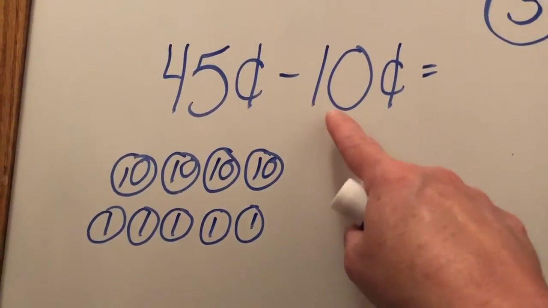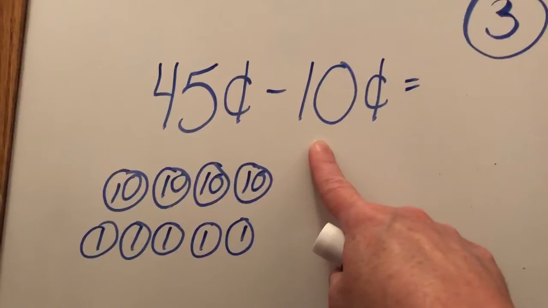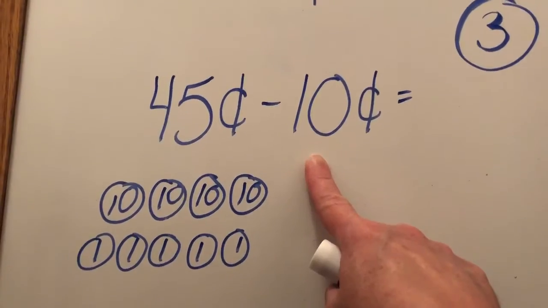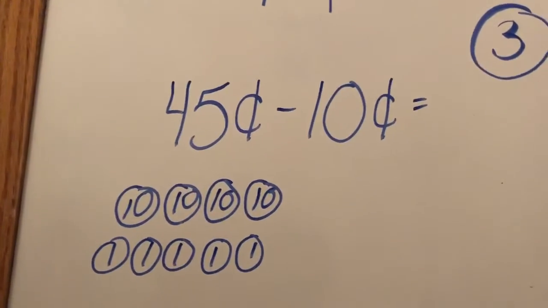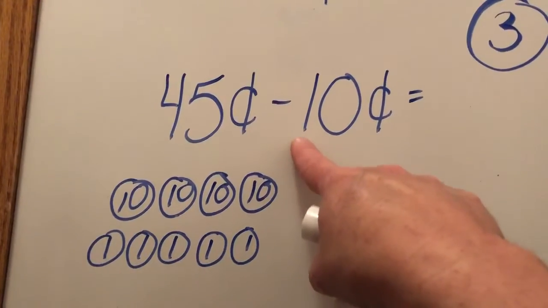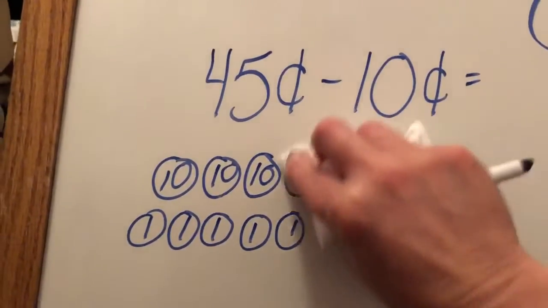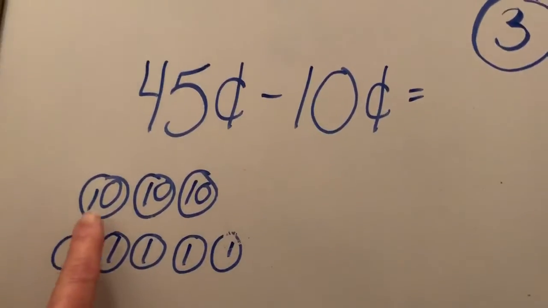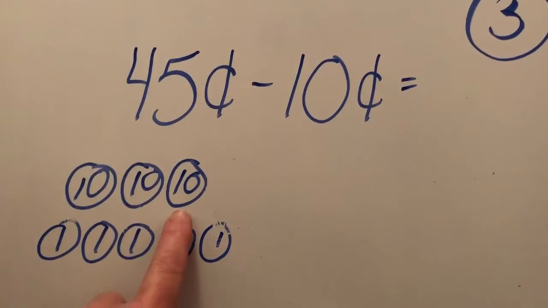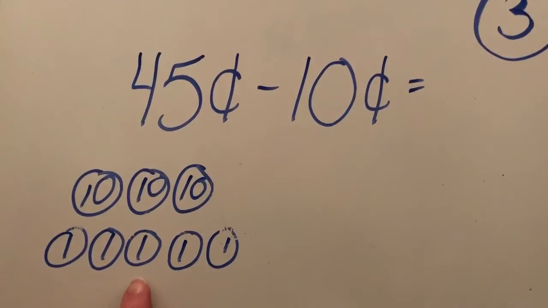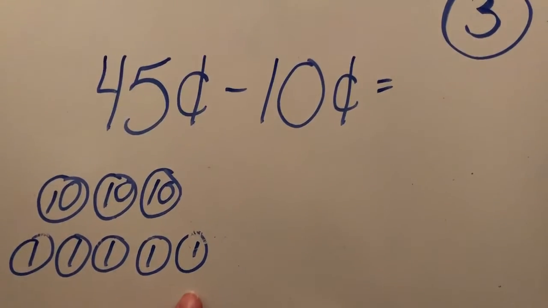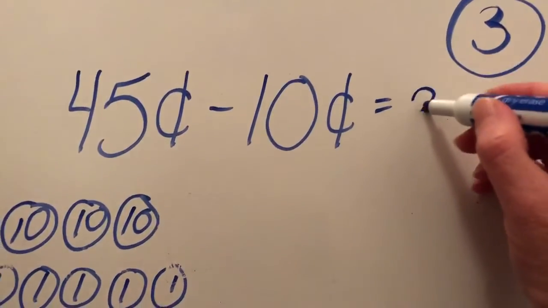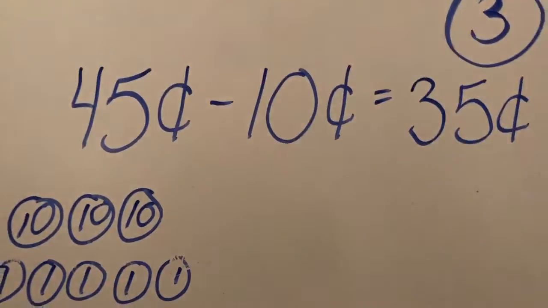I want to take away 10 cents. How much will I have left? I think some of you are probably already using mental computation, and you know the answer. Let's take that dime away. Remember, I'm not taking ones away. I'm only taking that 10 away. So I'm going to take away one of those dimes. And now how many do I have left? Let's count. 10, 20, 30, 31, 32, 33, 34, 35. So 45 cents minus 10 cents equals 35 cents, right?